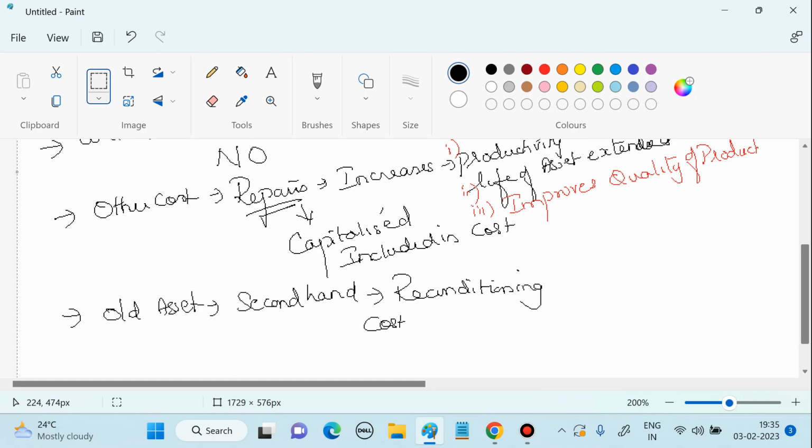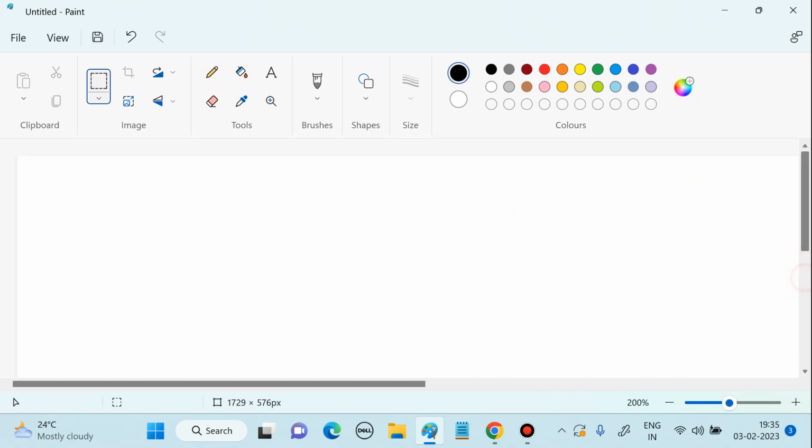No. Okay. Now we will go into the sums. There are two ways in which depreciation can be charged. One is through the asset account. The other is by creating a separate provision for depreciation or accumulated depreciation account. So the first method is where depreciation is credited to the asset account.